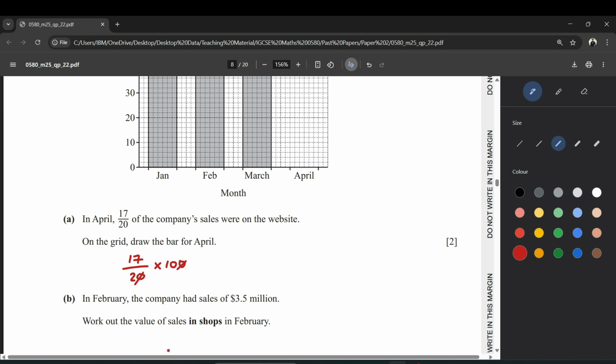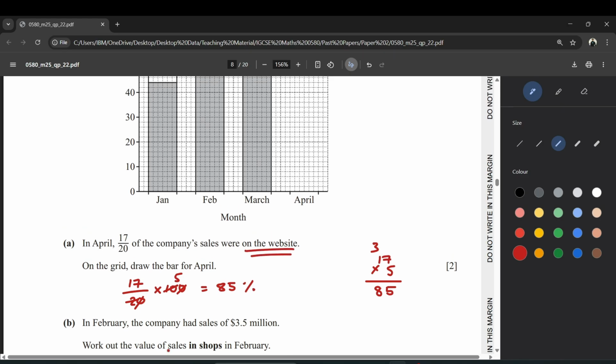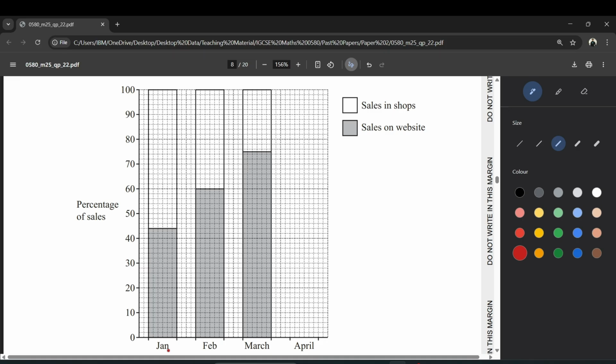So this 0 cancels with this 0, this 2 cancels with this 10, you get 5. 17 times 5: 5 times 7 is 35, 5 ones are 5 plus 3, 8. So that will be 85%. So 85% were on the website. The website is the gray bit, right? So it should be up to 85%. So this is 80. And you can notice that between 80 and 90 there are only 5 intervals, so that suggests that each one of these boxes is 2 units. Starting from here we have 80, 82, 84, and 85 should be somewhere in the middle.